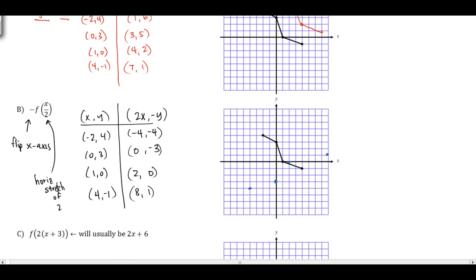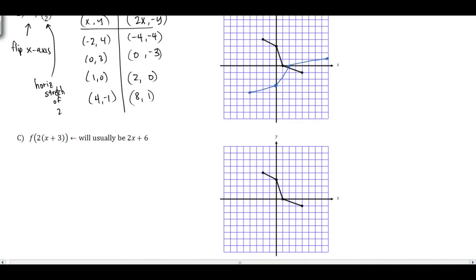8, 1. And now that, as I draw it in, should look like I took the graph and not only horizontally, left and right, stretched it, I also flipped it over. And you can see it looks like it was stretched by a factor of 2, and it looks like it was flipped over. So there you go. Those are all the things that you're looking to do.